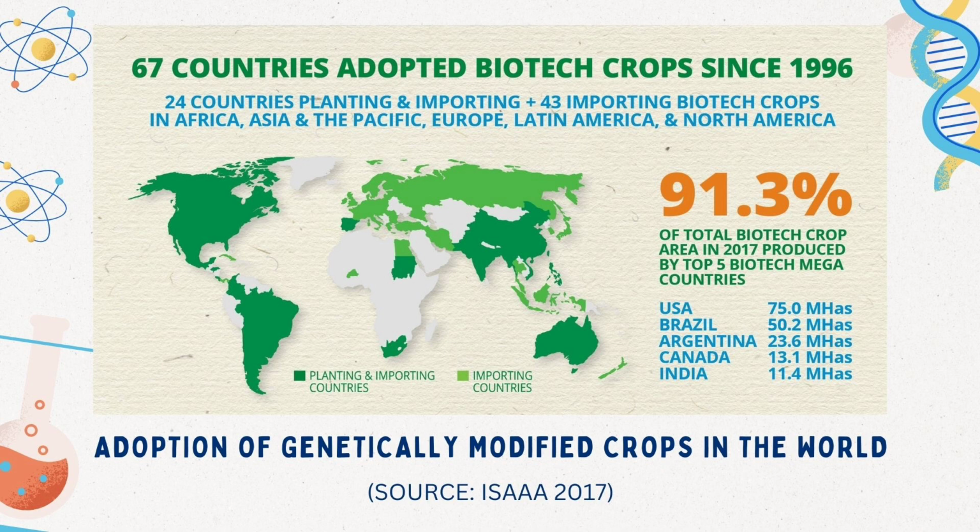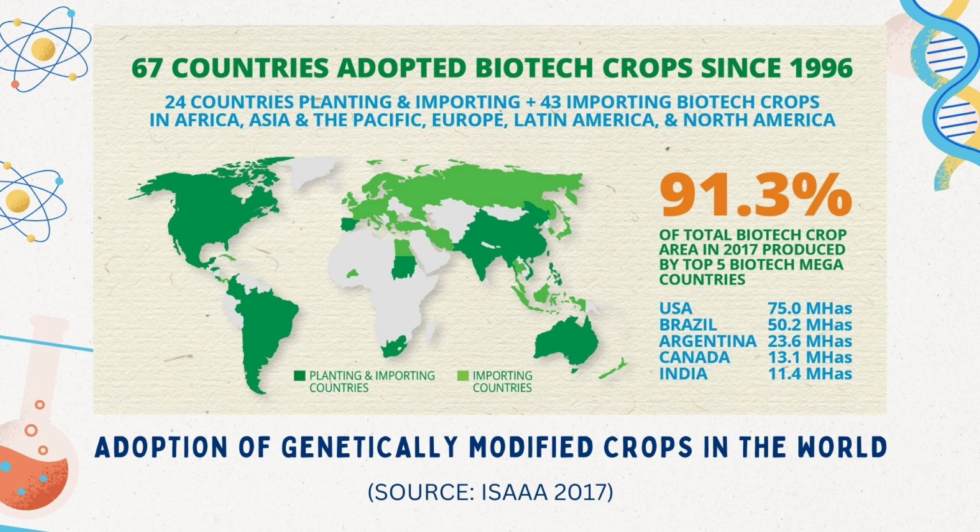Brazil, the second largest and the top developing country producer of biotech crops, planted 52.8 million hectares of biotech crops in 2019, while Argentina maintained its ranking as the third largest producer of biotech crops in the world in 2019 and planted 24 million hectares, equivalent to 13% of the global biotech crop area.